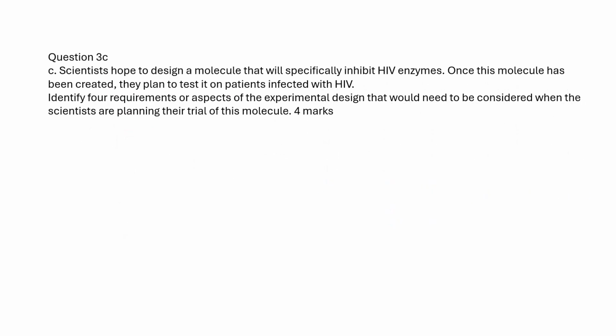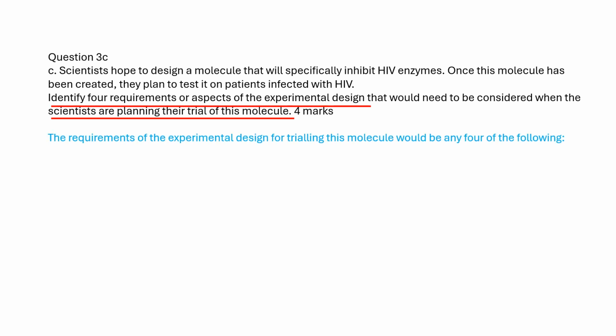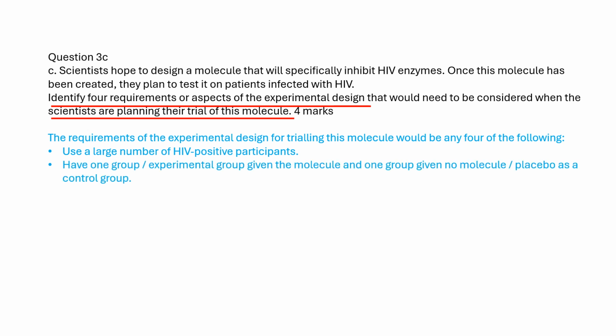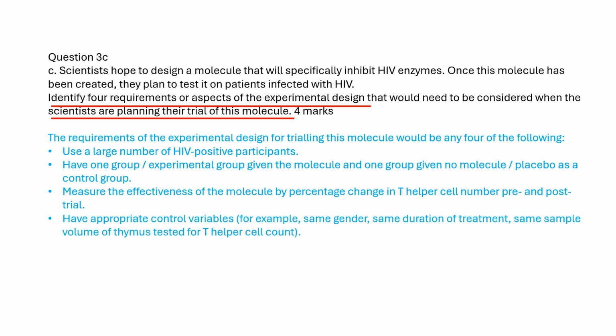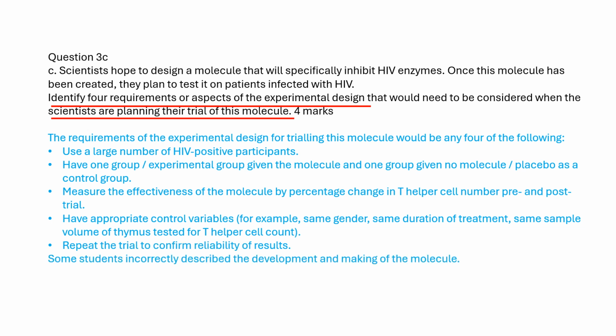When the scientists are planning their trial of this molecule, 4 requirements should be considered. Use a large number of HIV-positive participants. Have one group, the experimental group, given the molecule and one group given a placebo as a control group. Measure the effectiveness of the molecule by the percentage change in T helper cell number pre- and post-trial. Have appropriate control variables, for example, same gender, same duration of treatment, same sample volume of thymus tested for T helper cell count. Repeat the trial to confirm the reliability of the results.